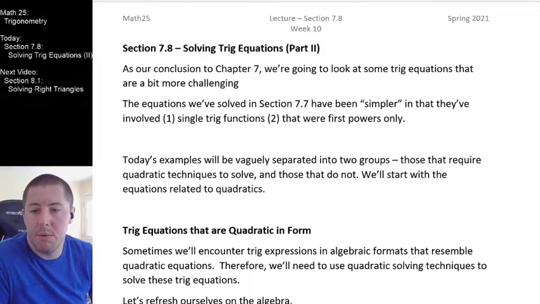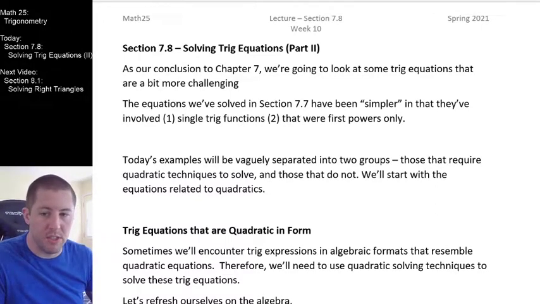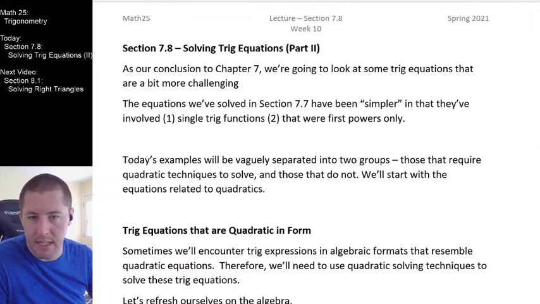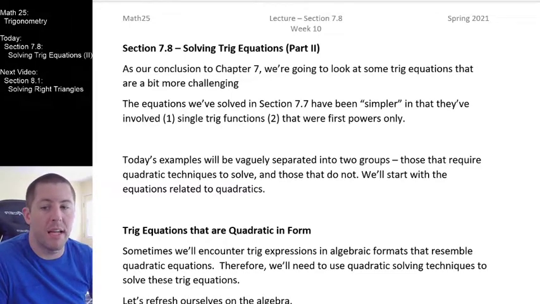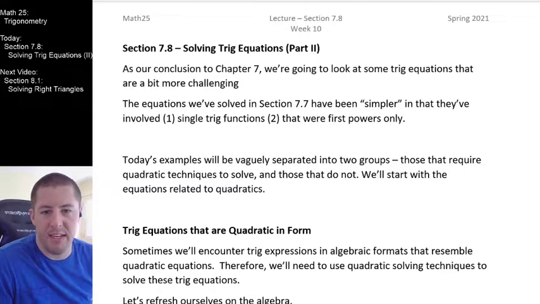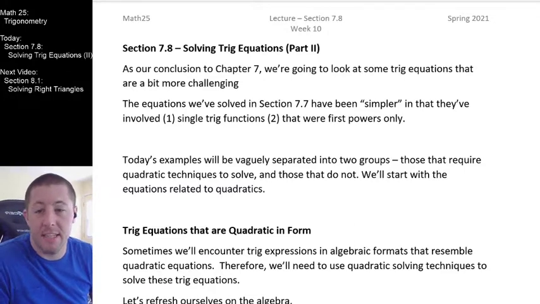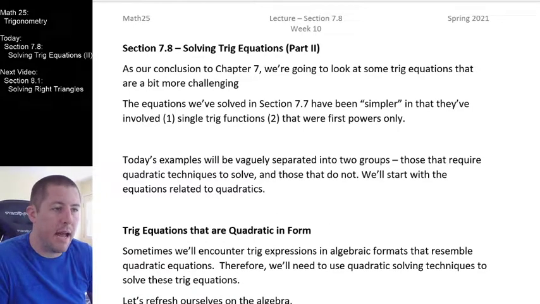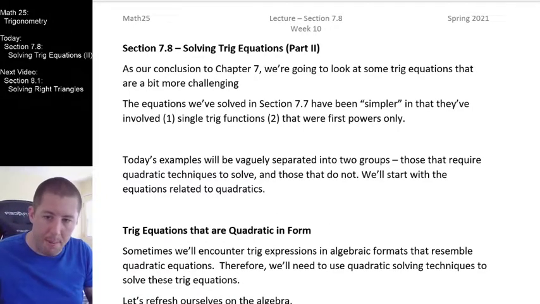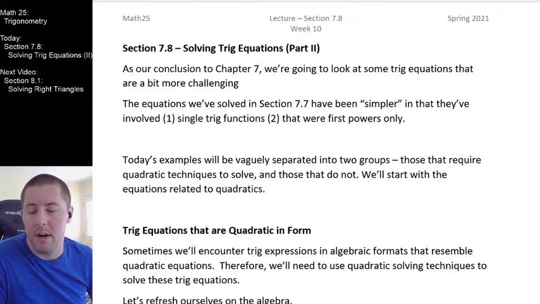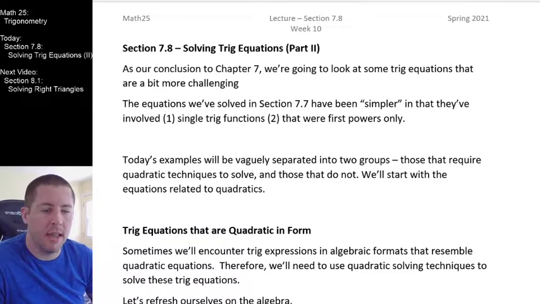The other thing that we saw previously in section 7.7 was that we only saw first powers of our trig functions, right? There weren't any trig functions to a higher power, like a squared cosine or anything like that. But today we'll see some of that, which is going to lend us towards some of these quadratic ideas. Here in 7.8, there's a chunk of topics where trig equations are part of a quadratic type scenario where there are squared components. That'll be one of the groupings of examples that we'll look at today. That'll be about half of what we do.